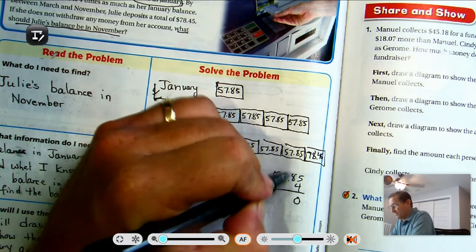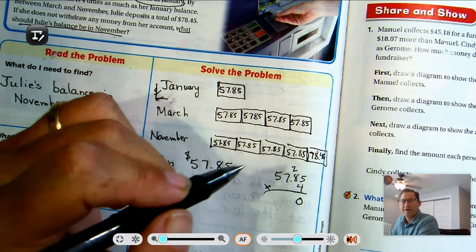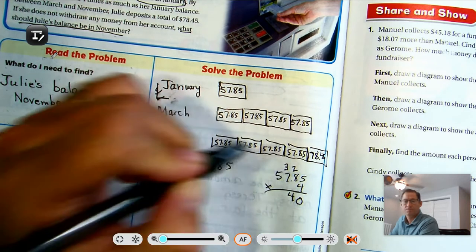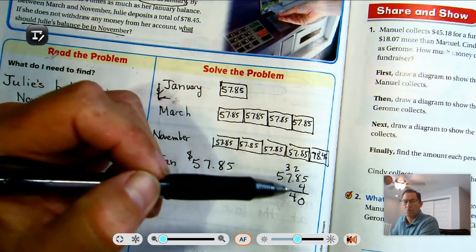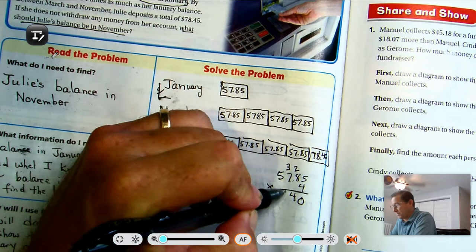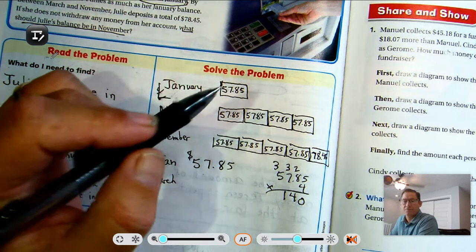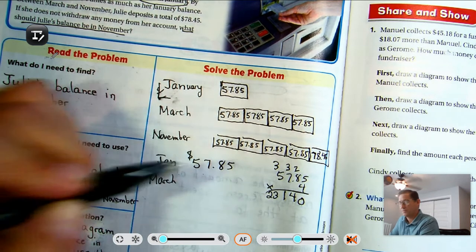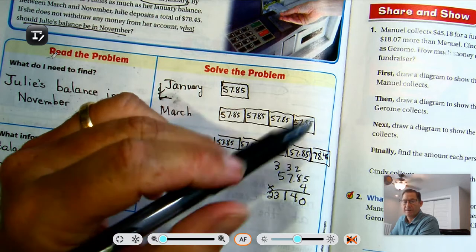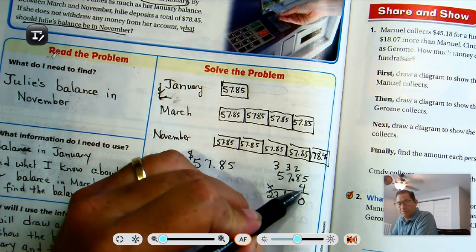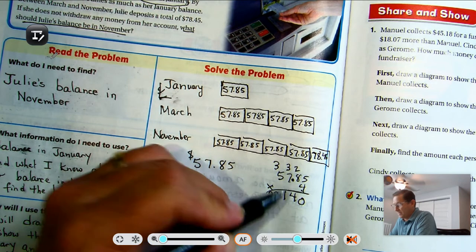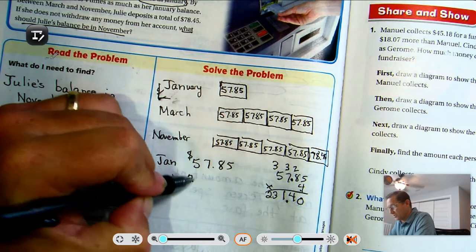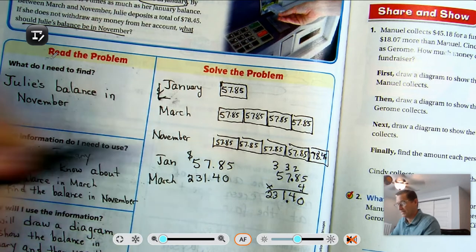4 times 5 is 20, regrouped. 8 times 4 is 32, plus the 2 regrouped is 34, regroup. 7 times 4 is 28, plus the 3 regrouped, 31, regroup. 4 times 5 is 20, plus the 3 regrouped, 23. Okay, we multiplied a whole number by a number in the hundreds, so we put our decimal point in the hundreds. So at the end of March, she had $231.40.